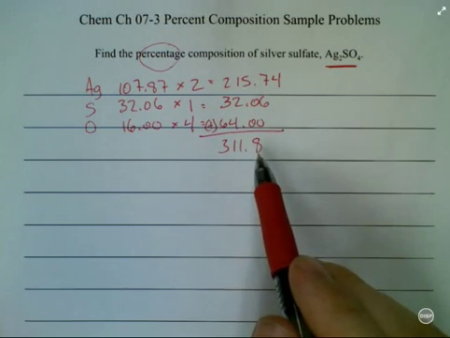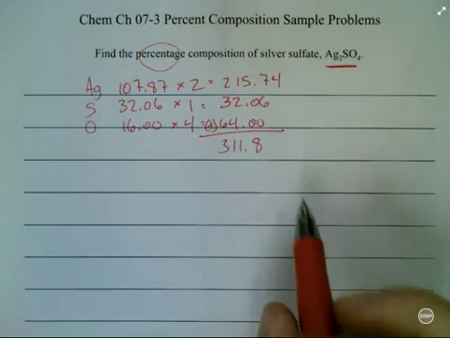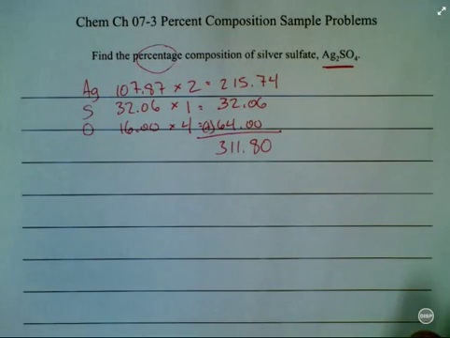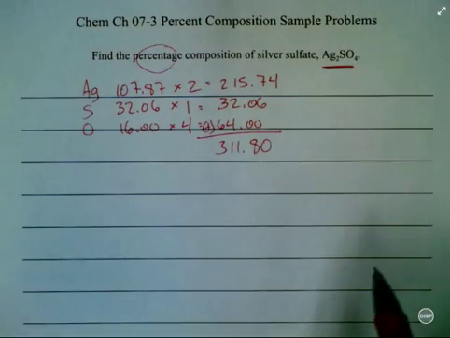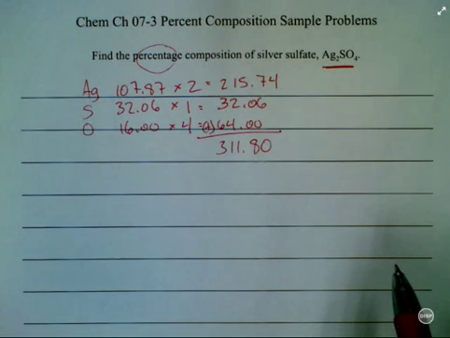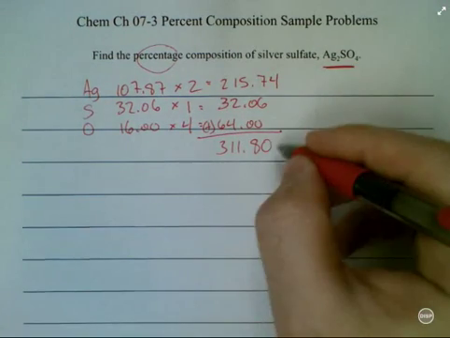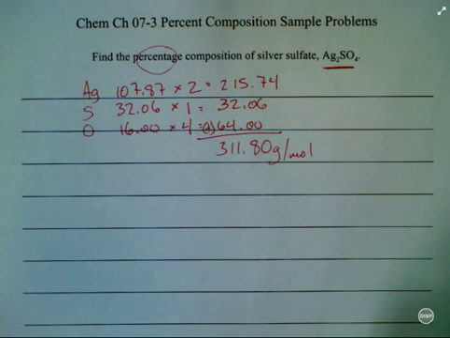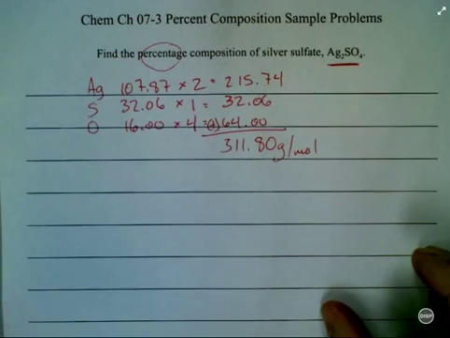But notice, the calculator said 0.8, only 1 digit past the decimal place. Well, that's because there is a 0 there. So we'll add a 0, and we will now have 2 digits past the decimal place. We will have the appropriate number of significant figures recorded. And so the molar mass of silver sulfate is 311.80 grams per mole.